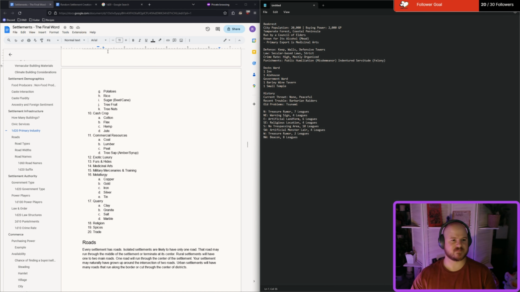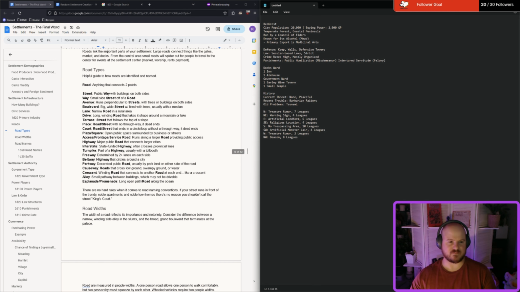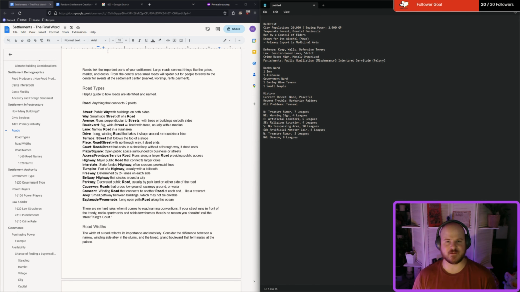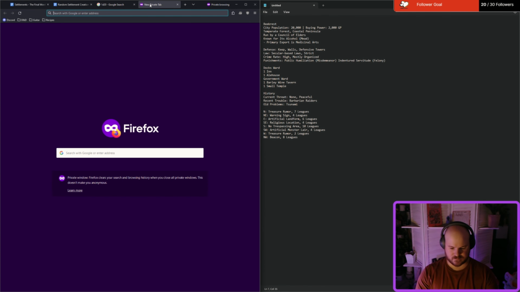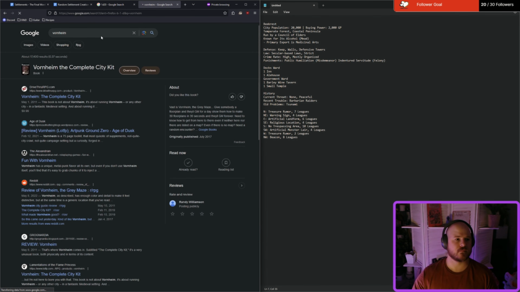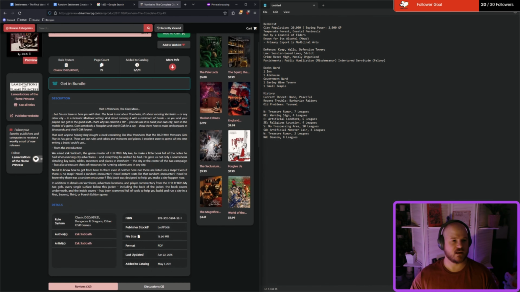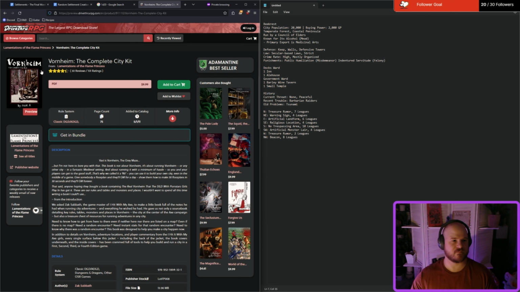We don't need to know about roads. I mean, we could. I'm not going to make a map for the city. I usually don't get down to the point where I'm making actual street by street maps of a city. If you want to do that, I would recommend checking out Vornheim.